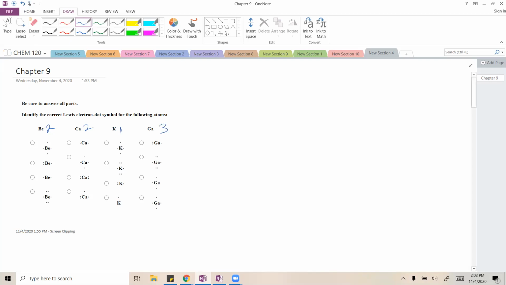Now, the reason we know gallium is 3 is that its electron configuration is argon 4s2, 3d10, 4p1. Our valence electrons are not going to include the 3d orbitals, because 3d is not the highest energy state, so we're not going to include that as our valence electrons.